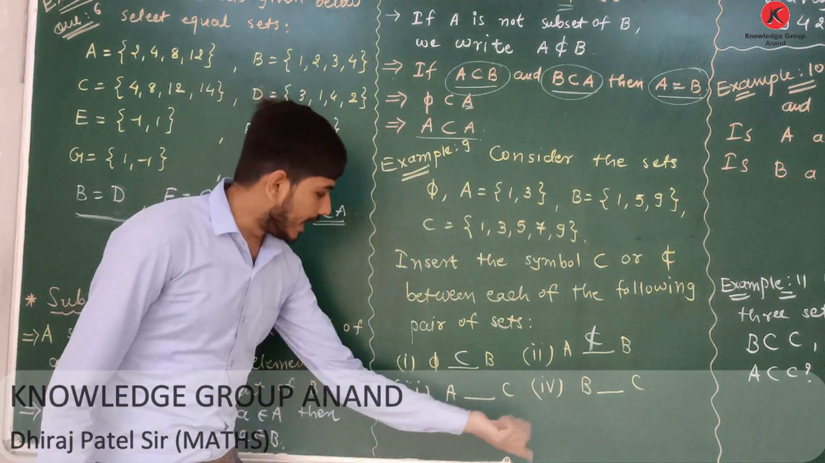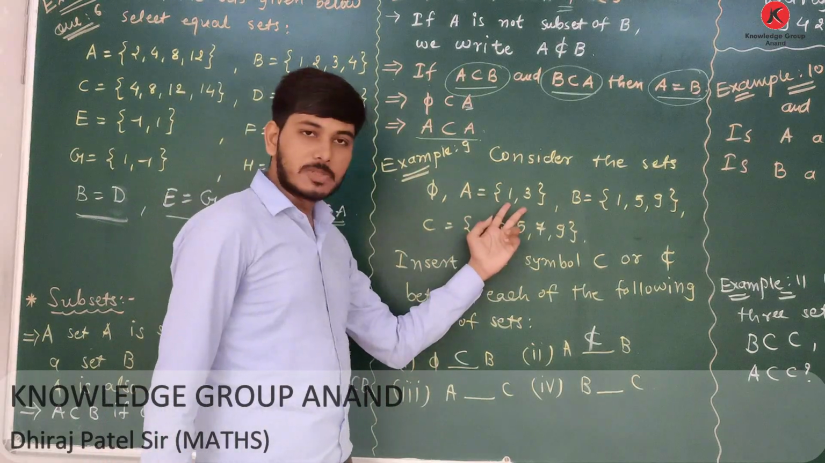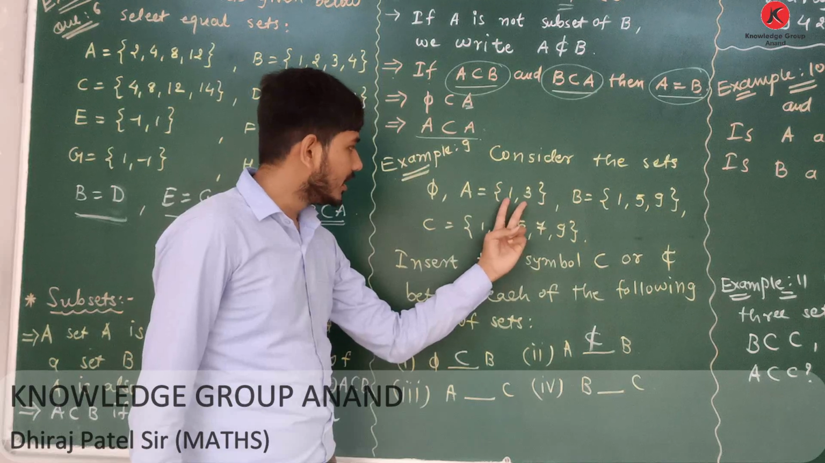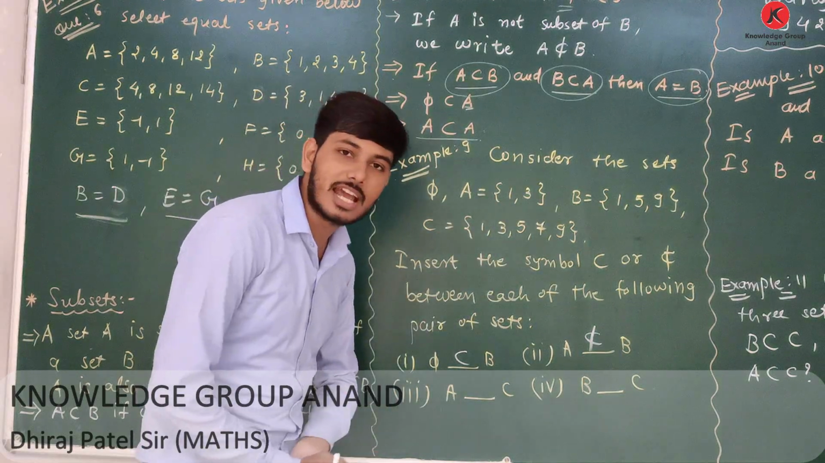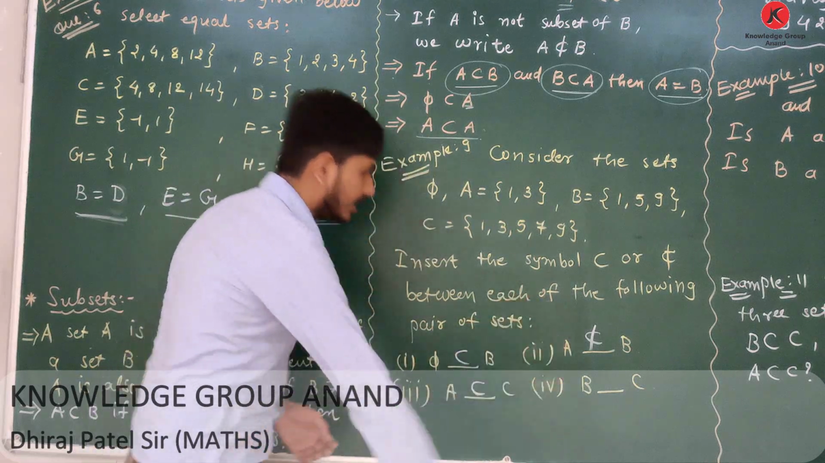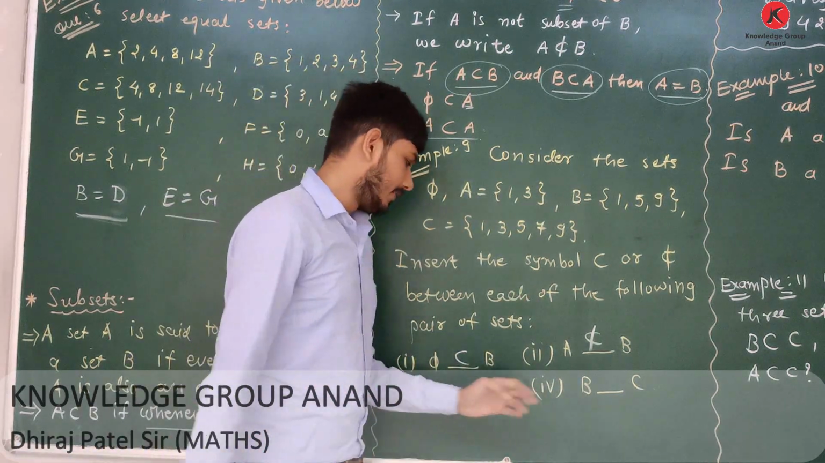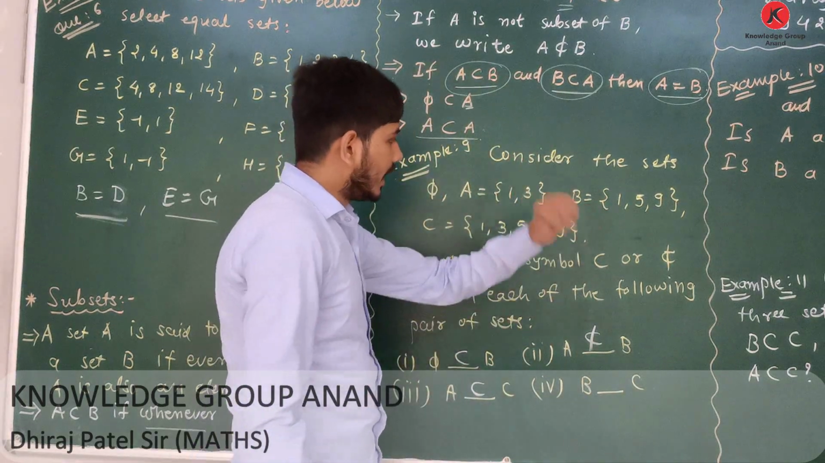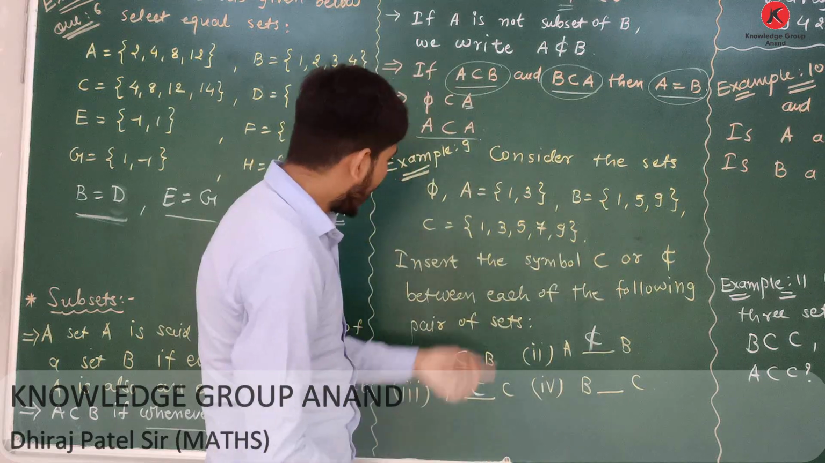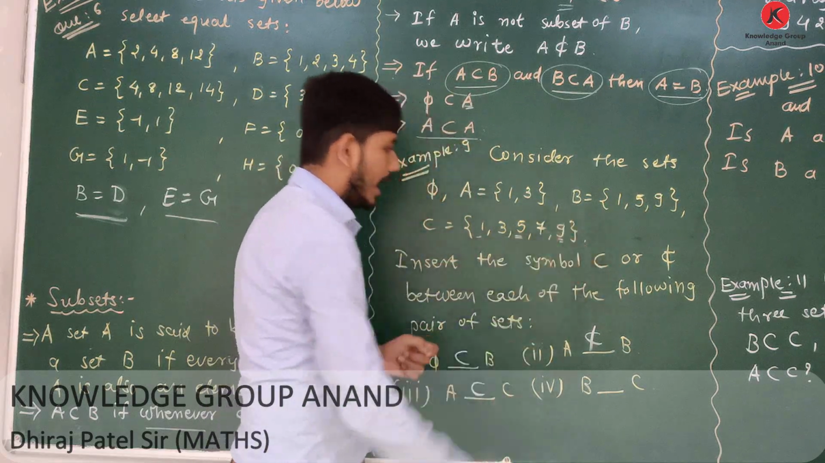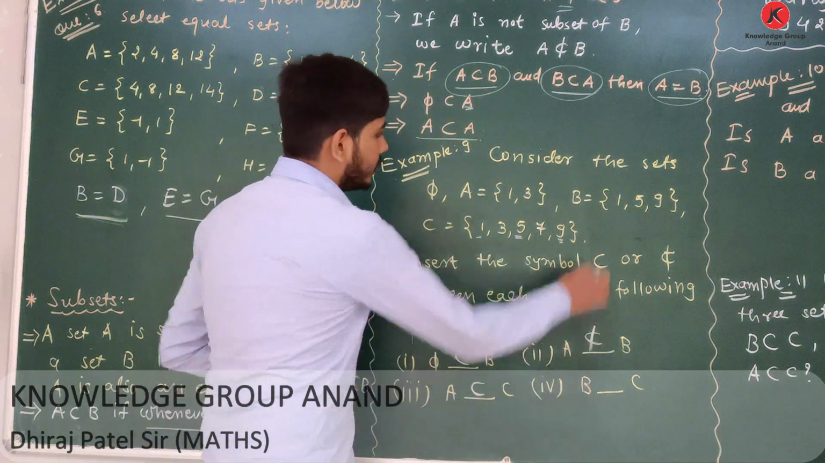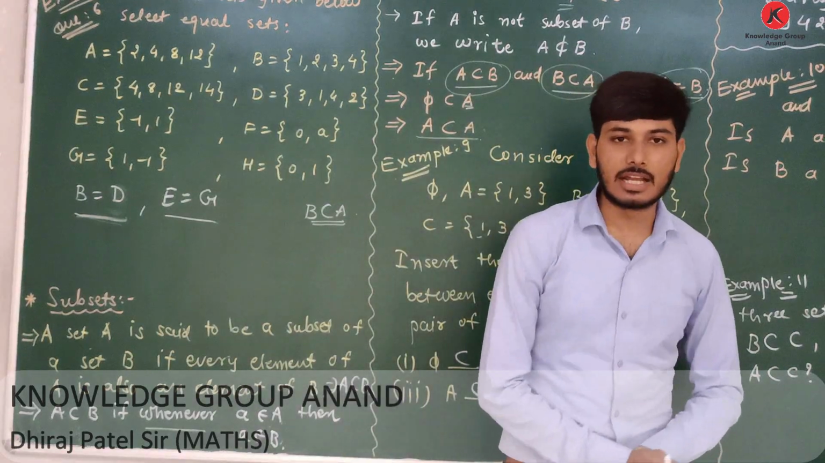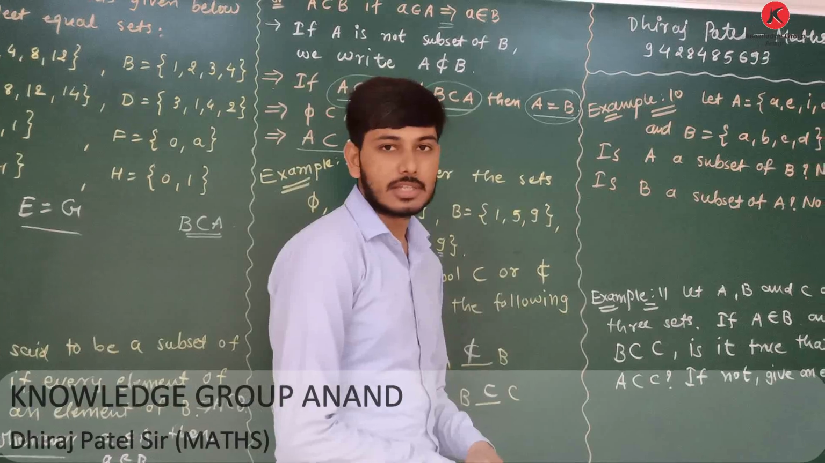Third one, A blank C. Are all the elements of set A in set C? Yes, the elements of A are 1 and 3, which are also in set C. Therefore, A is a subset of C. Now fourth one, B blank C. So compare B and C. Here all the elements of B, 1, 5 and 9, are in set C. Therefore, B is a subset of C.